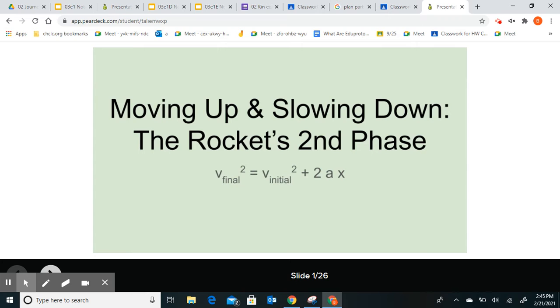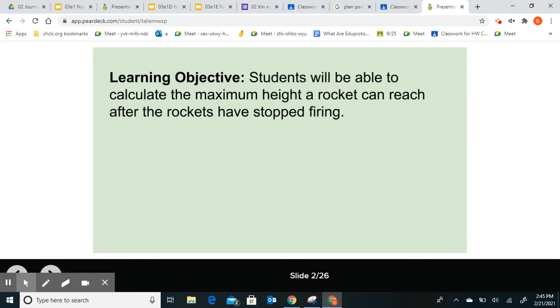Okay, so today we're going to look at moving up and slowing down, which is the rocket's second phase. And we're going to look at a second kinematic equation, V final squared equals V initial squared plus 2AX. So our learning objectives: students will be able to calculate the maximum height a rocket can reach after the rockets have stopped firing.